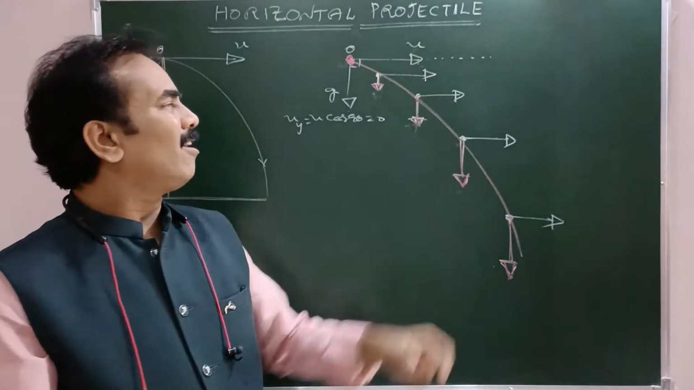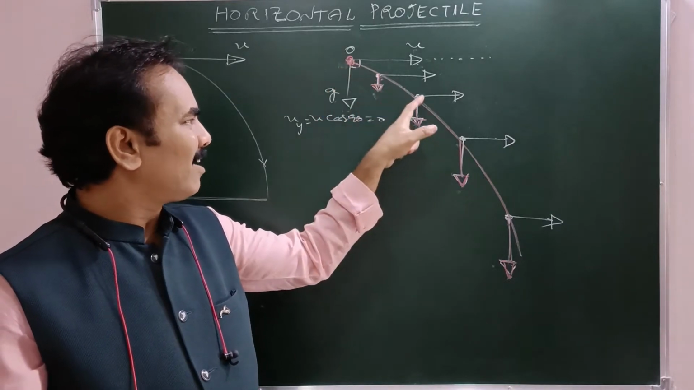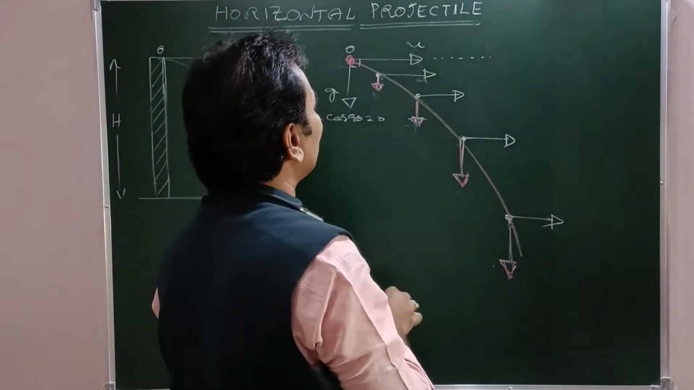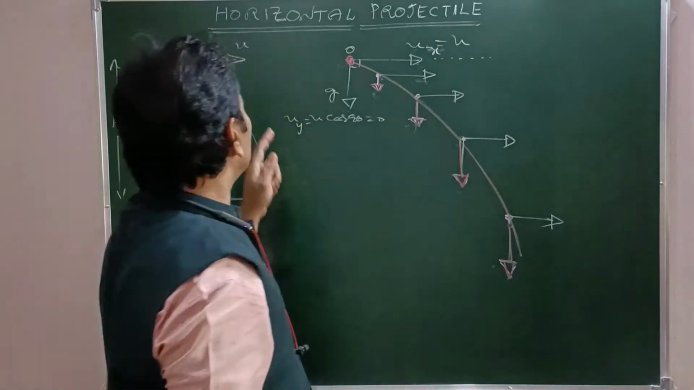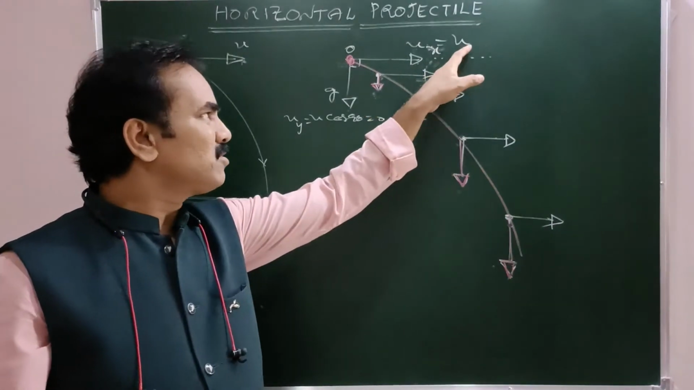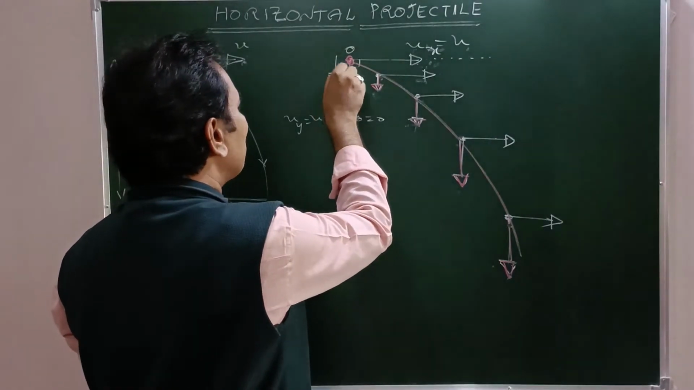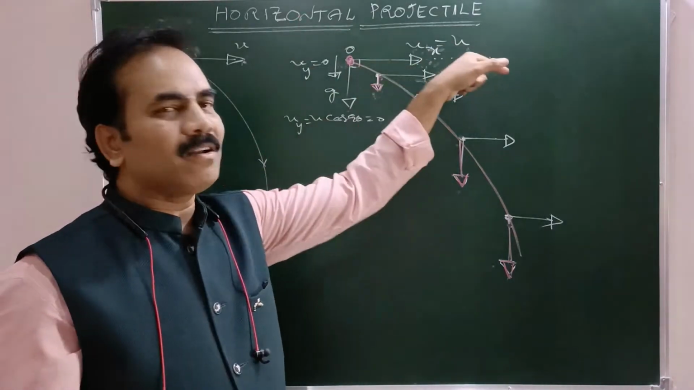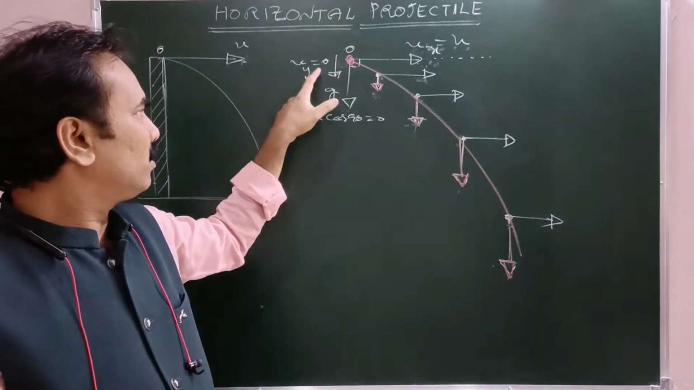But what about the horizontal component? It remains the same, even at the point of projection or at this point, at this point, at this point. The horizontal component, that is ux, equals u, the velocity of projection. Why? Because the entire velocity is along the x-axis, so ux becomes u. But here, what is uy? The initial velocity along vertical is 0. Why? Because the entire velocity is along horizontal. It has no component along vertical at the point of projection O, that is uy is 0.